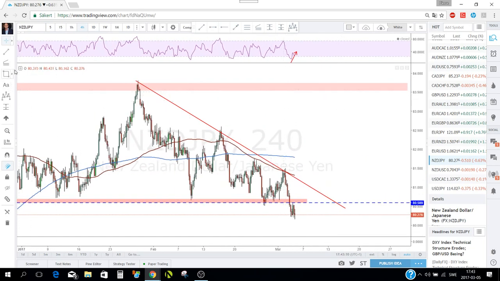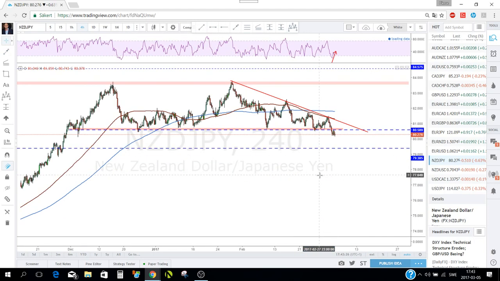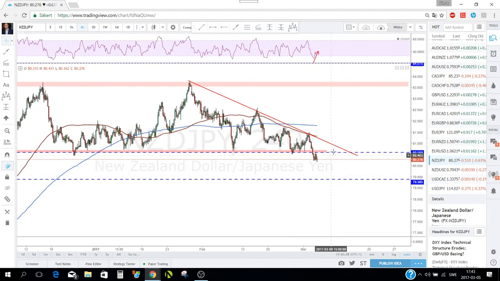We should be only looking for short, because when I will be looking for more long, I want to see a break of this trend line, a higher high, a retest of structure, and more to the upside. Other than that, it's only short from here until we get back up to this trending area.